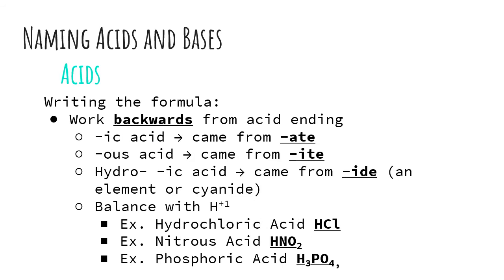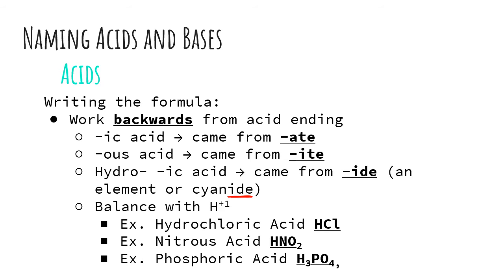So now if we're given the name, we just have to work backwards from the acid. If the name is ic acid, then we know it came from the polyatomic ion ending in ate with hydrogen in front of it. If the ending is ous acid, we know it came from the polyatomic ion ending in ite with hydrogen in front of it. And if the acid is hydro something ic acid, we know it came from ide, which is either going to be hydrogen plus an element or cyanide. Cyanide is the only negative polyatomic ion that ends in ide besides hydroxide, but if you put hydrogen with hydroxide, that just makes water.